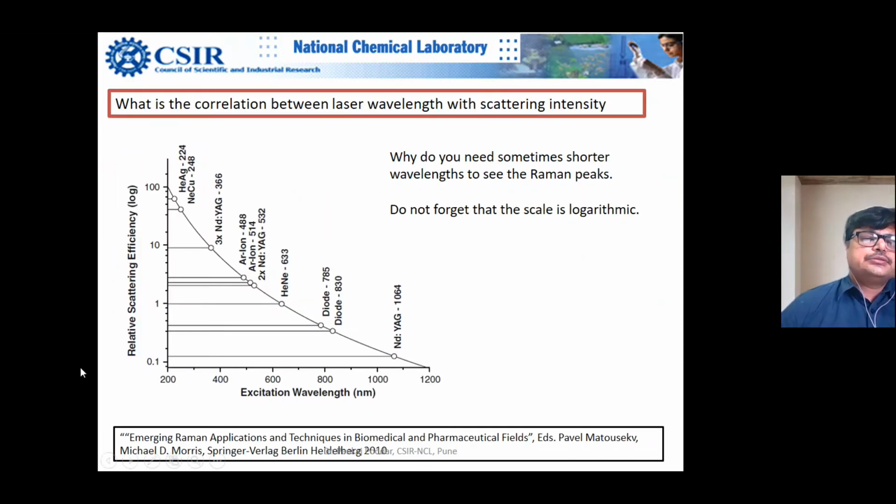So here it is shown that scattering efficiency obviously drops drastically when you increase the excitation wavelength. This is actually a logarithmic scale, so it is really a very sharp drop. While you move from, for example, argon to a 785 diode laser or Nd:YAG laser, you are compromising the Raman intensity multiple times, but the Raman shift value is independent of the source. Only intensity changes actually.